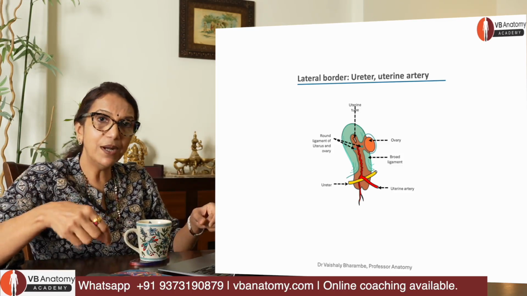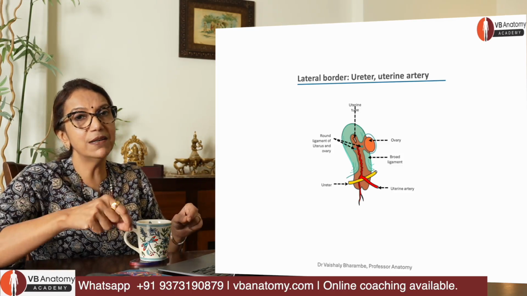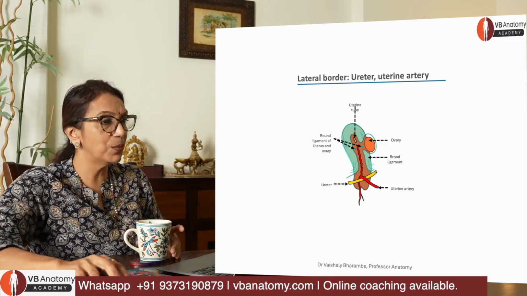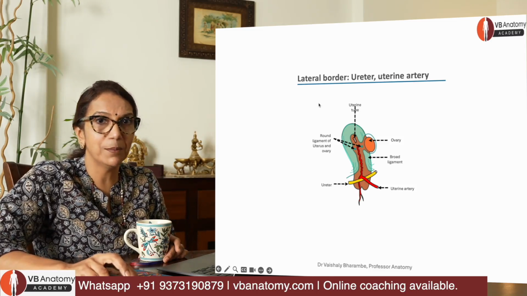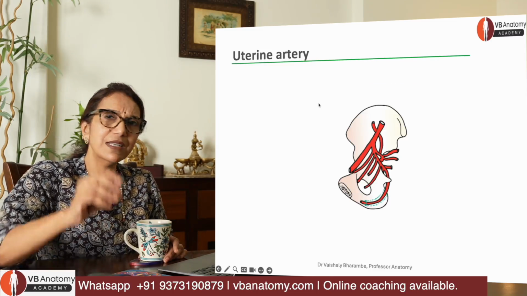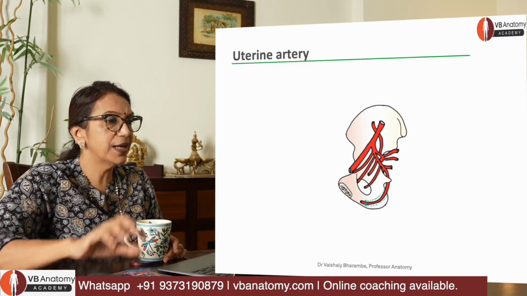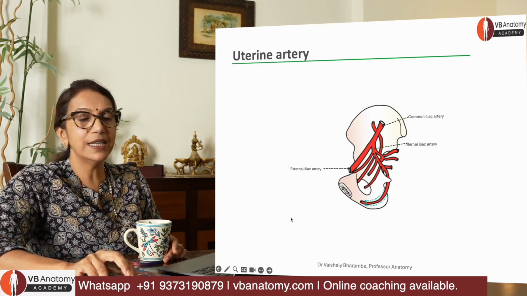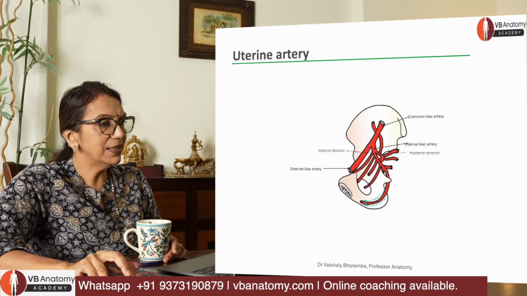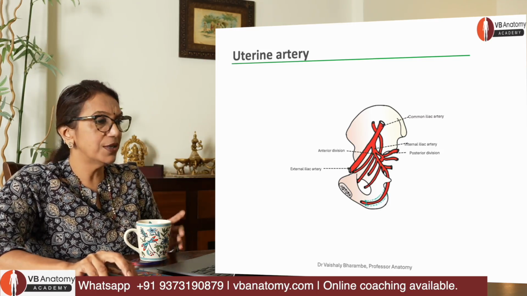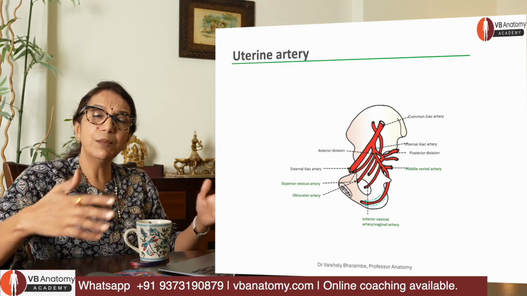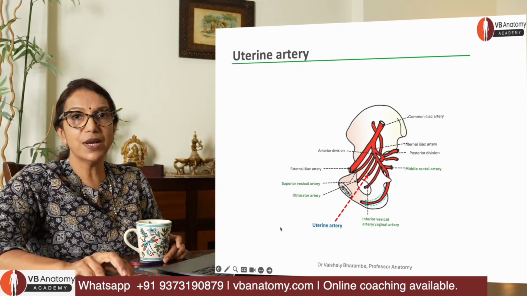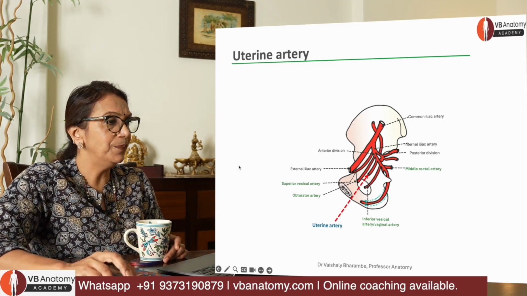At the lower part of the lateral border, you will see the relation of the uterine artery crossing over the ureter. This is an important relation. We must all remember it. It's just a brief of the uterine artery. Here you are seeing the common iliac dividing into external and internal. You can see that internal is dividing into anterior and posterior divisions, giving rise to a number of arteries, out of which an important branch is the uterine artery you just saw.